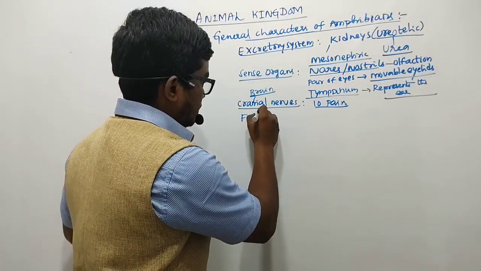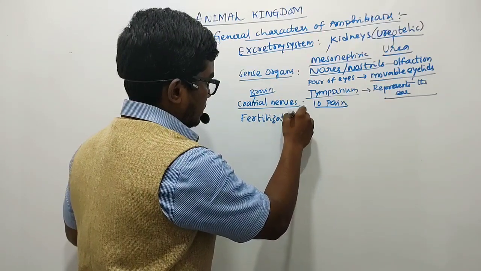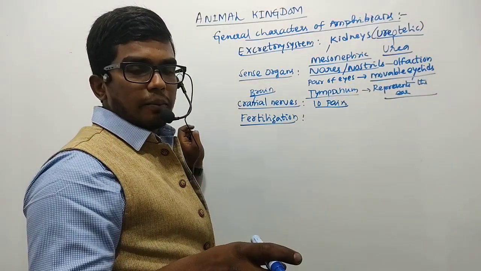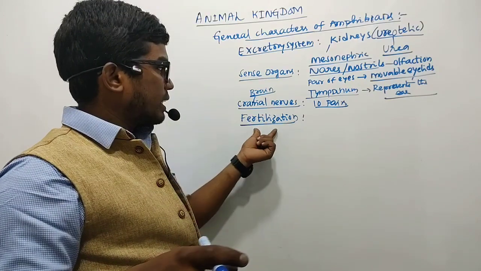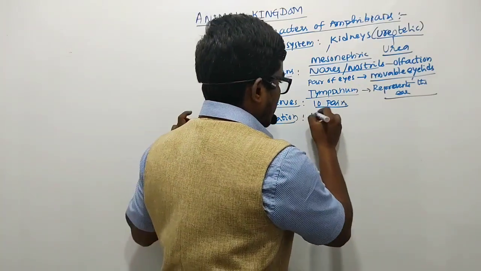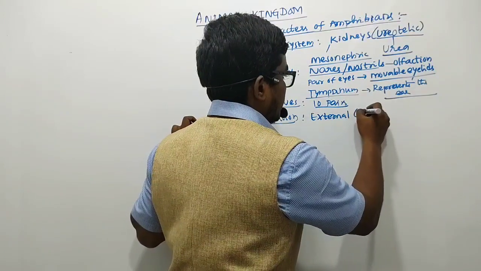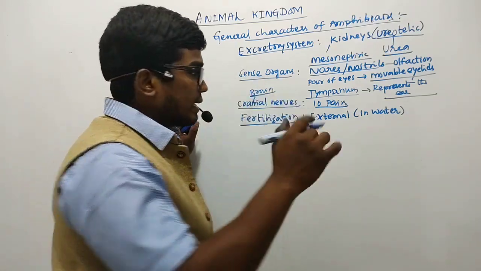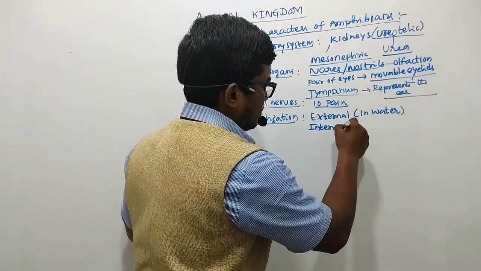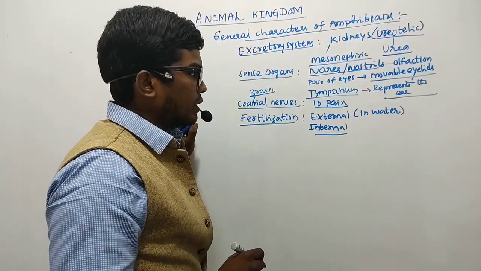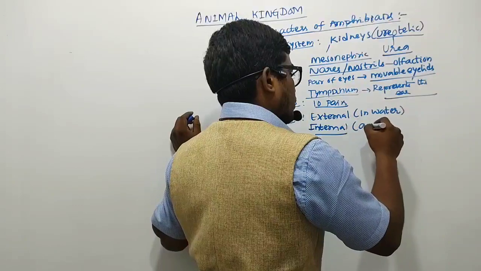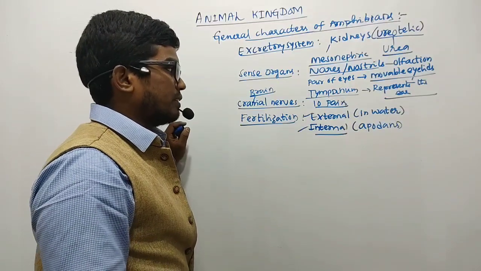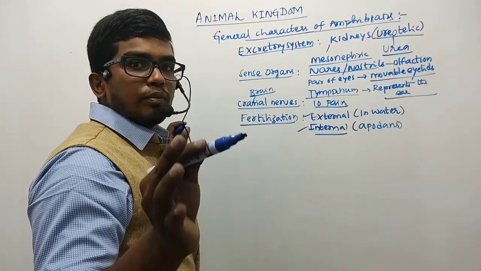Next, we have fertilization. When we talk about reproduction, generally sexual reproduction is seen and the sexes are separate. Fertilization here is generally external. I have already told you that it occurs in water. Water is very much needed for their reproduction. But it can be internal in a few cases, dear students. There is an exemption here. We need to understand that in the case of a few species it can be internal. But usually the fertilization you find here is the external type.